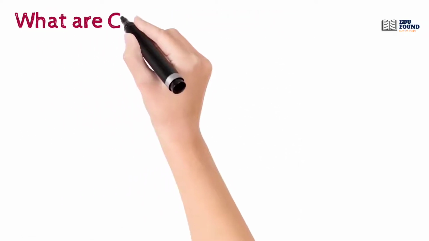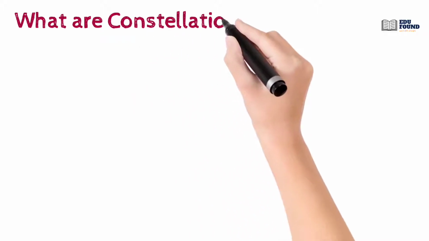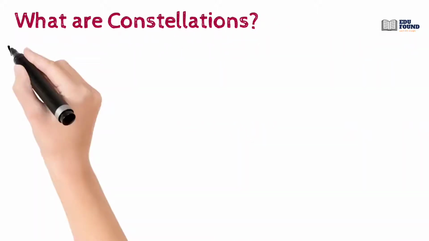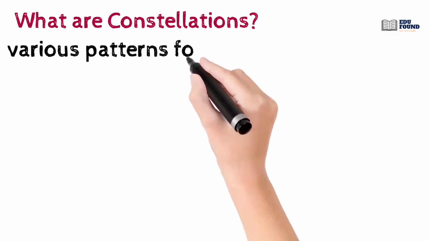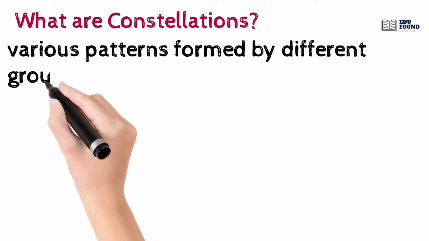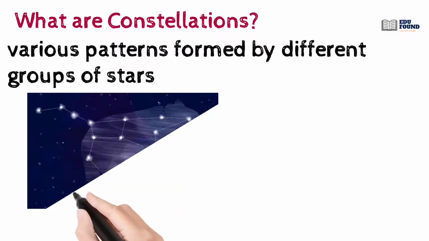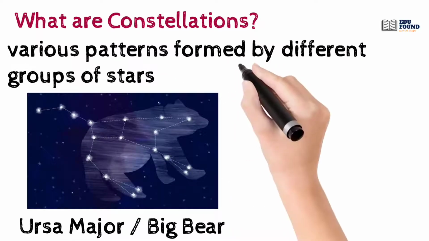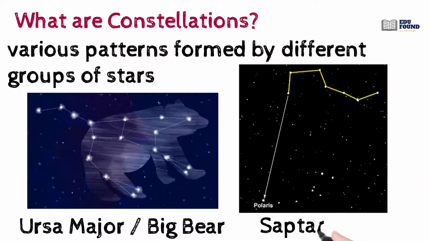So let's discuss what constellations are. If we observe the night sky carefully, we will notice various patterns formed by different groups of stars. Like Ursa Major or Big Bear, Saptarishi, etc.